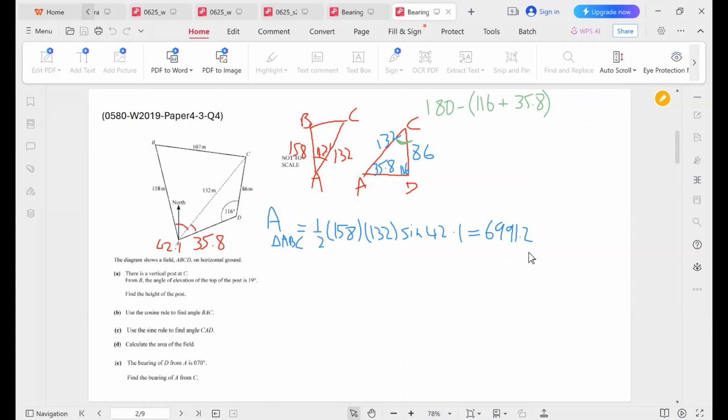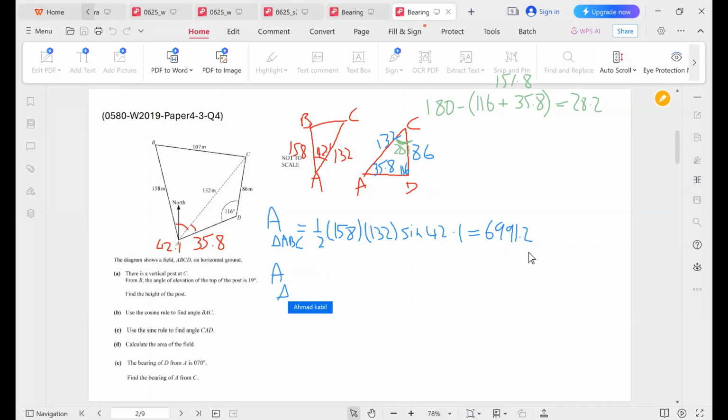So let's figure this out. 116 plus 35.8 gives us 151.8. And then 180 minus the answer. 180 minus 151.8 gives us 28.2. So this angle here is 28.2, and we can use it to find the area of the second triangle.